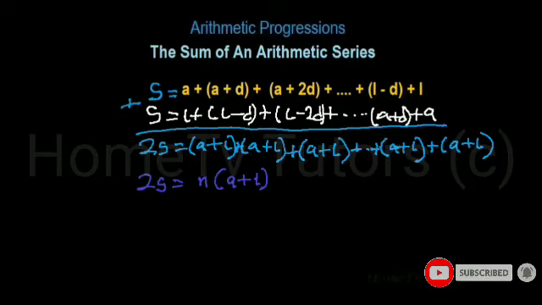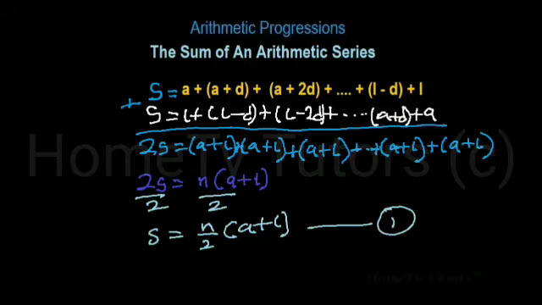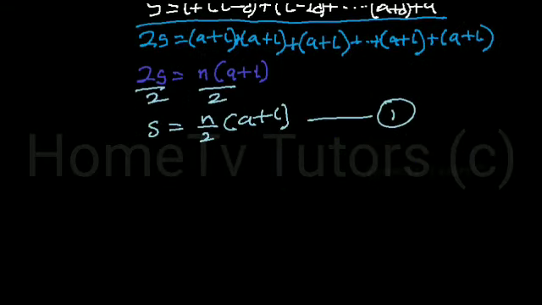Let us simplify further by dividing both sides of the equation by 2. If we divide by 2, we have S equals N over 2 bracket A plus L. We can take this as the first formula. So what if we are not given a value for L? What do we do?